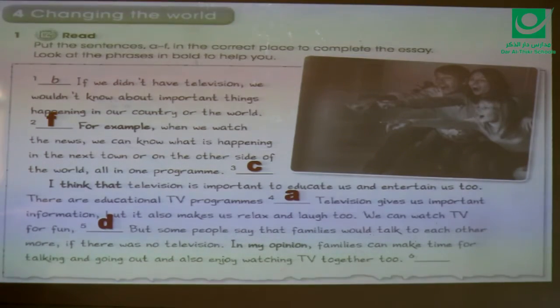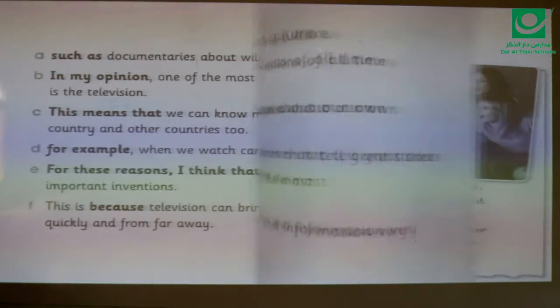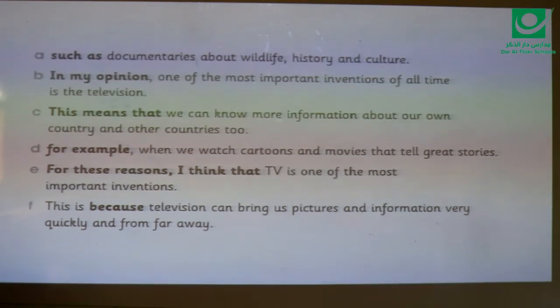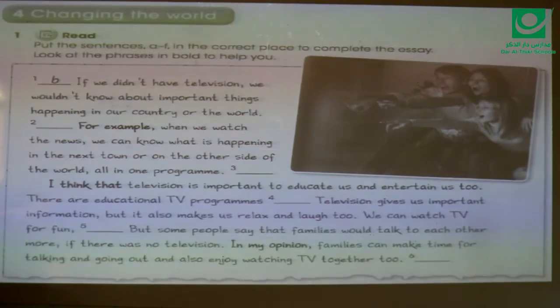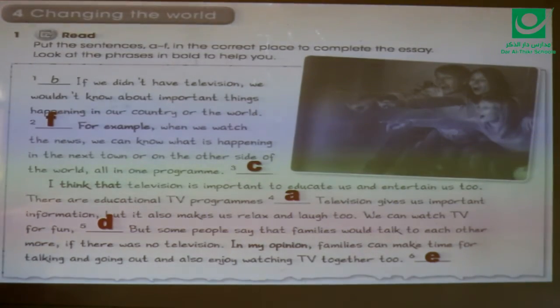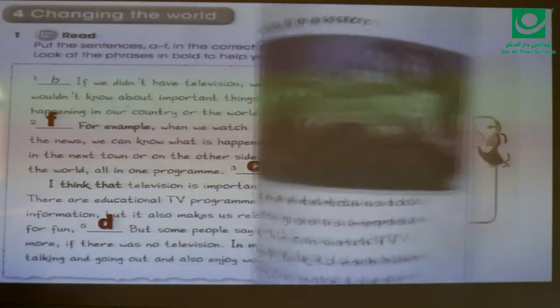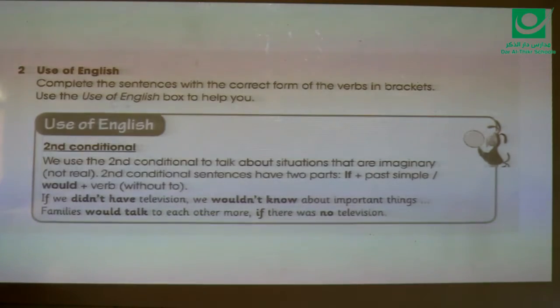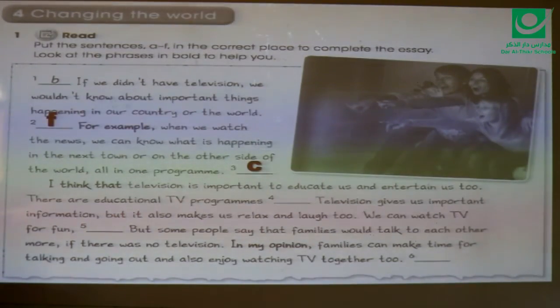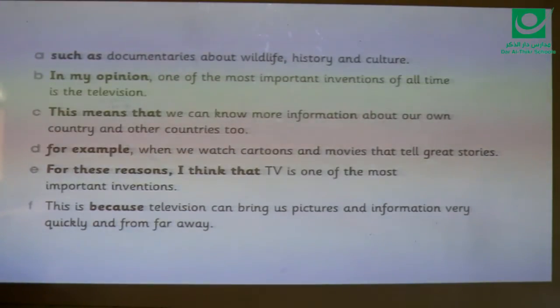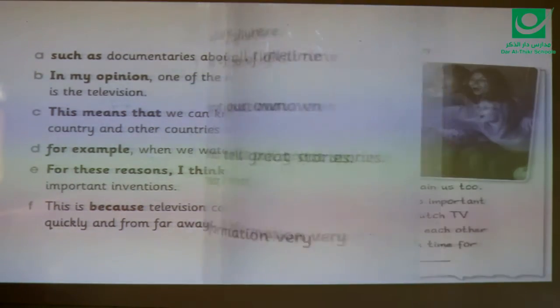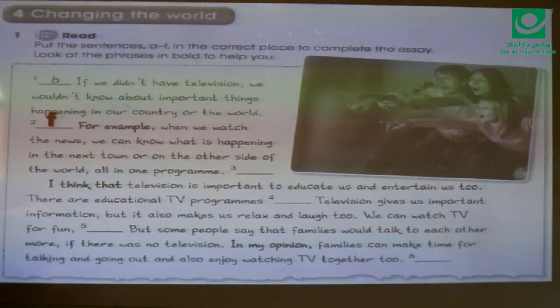And now, students, as you can see, we need to put D. For example, when we watch cartoons and movies that tell great stories, but some people say that families would talk to each other more if there was no television. In my opinion, families can make time for talking and going out and also enjoy watching TV together too. Then you need to read the last one, which is E. For these reasons, I think that TV is one of the most important inventions. Yes, this is the end.